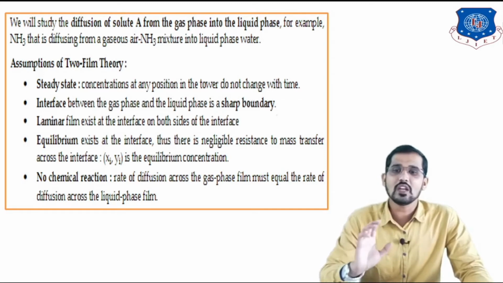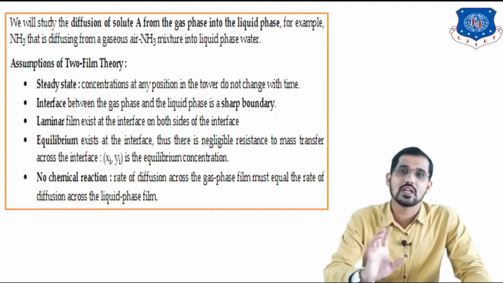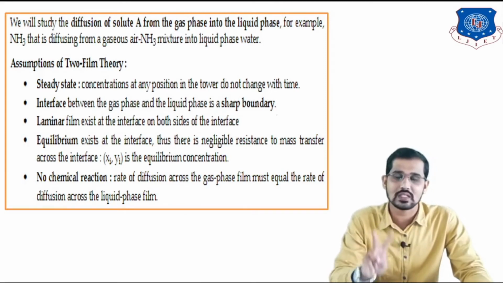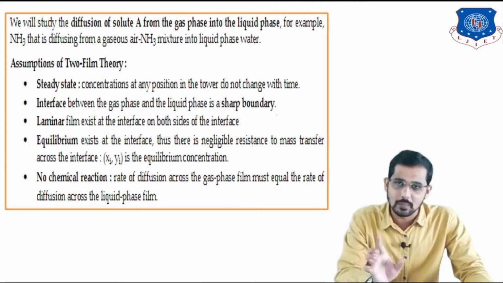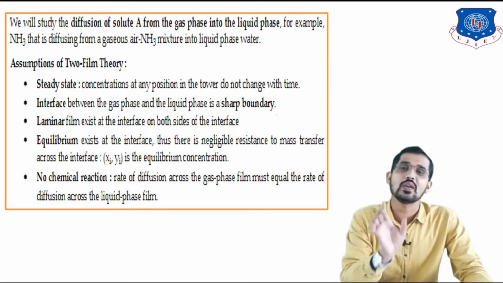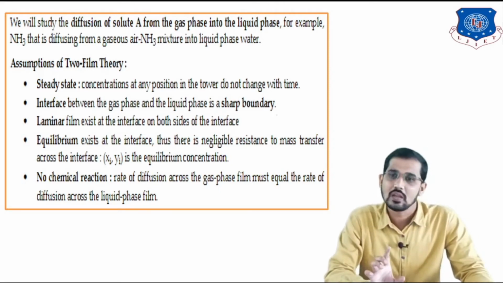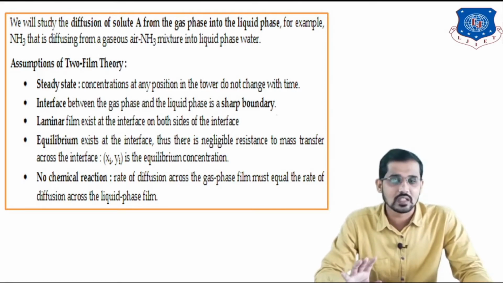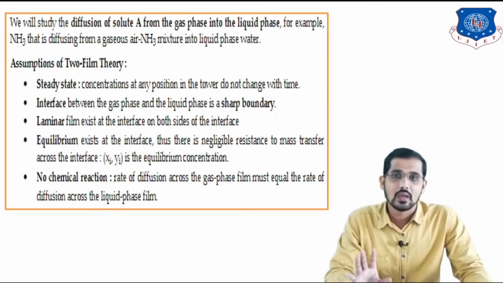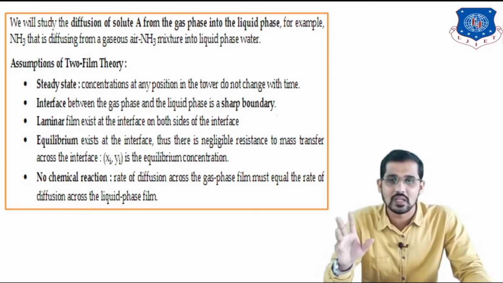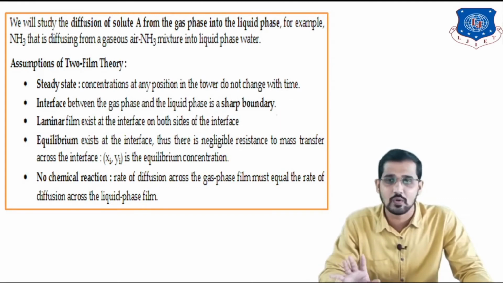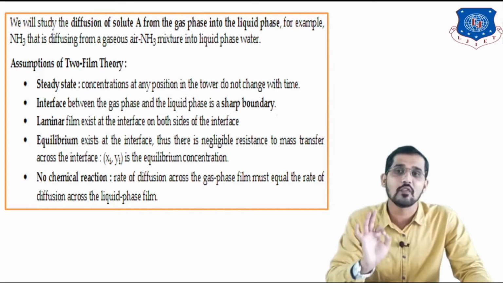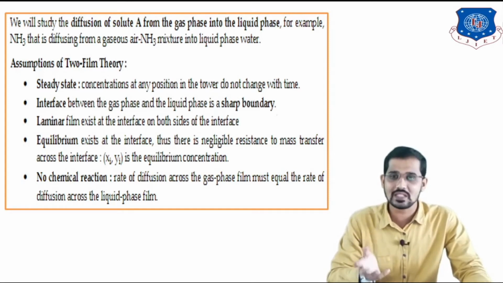After that, a laminar film exists at the interface on both sides of the interface. Means there is an interface which separates two phases, that is gas phase and liquid phase. Means whatever film is available across the interface, that film is in laminar form. Okay. After that, you can see equilibrium exists at the interface. Interface is nothing but part of the film. Okay, and after that, across the film there is the bulk phase. We are not dealing here with equilibrium in the bulk phase. We are dealing only at the interface, or I can say at the film phase. So equilibrium exists at the interface.